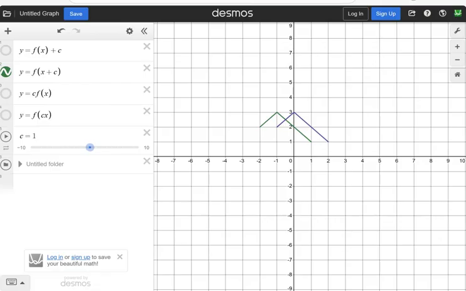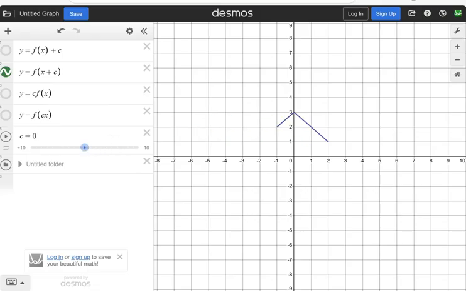So if we do an x plus 1, we actually have to plug in numbers that are 1 smaller than what we originally would have plugged in to get the same y values. And if we do x plus, oh, I'm going the wrong way, x plus 2, it slides to the left more, x plus 3 more, 4, 5, 6.